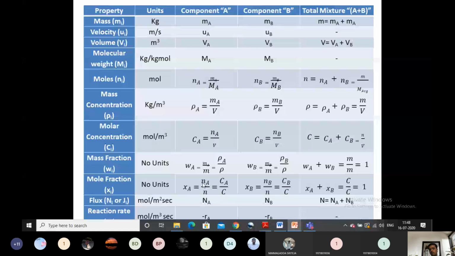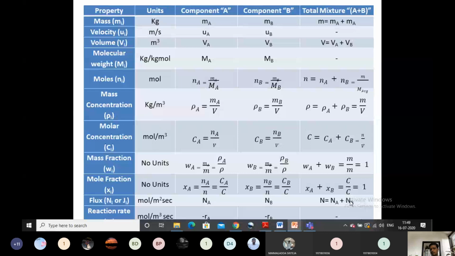So Xa plus Xb, the sum of the mole fractions of the components, is equal to 1. Similarly, the sum of the mass fractions is equal to 1, and this will have no units. Then flux we will define; already we defined mole per meter square second. There are two types of fluxes: Ni with respect to the stationary coordinate, Ji with respect to the arbitrary coordinate. This will have units of mole per meter square second, Na for component A, Nb for component B. Then N is equal to Na plus Nb, the overall flux.